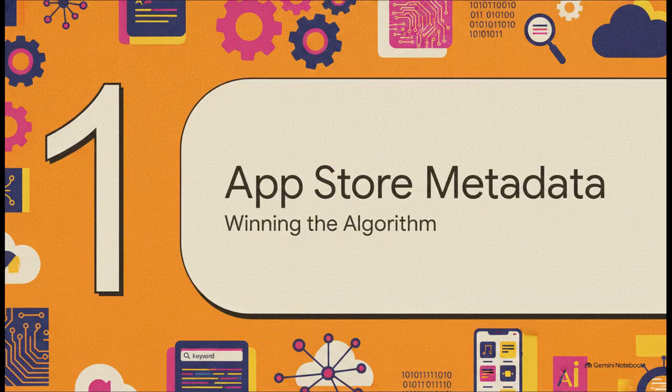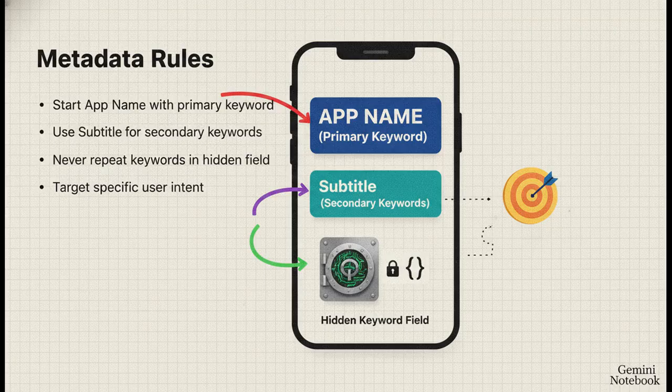All right, let's dive into that first pillar, mastering App Store metadata. Basically, winning the search algorithm. The entire foundation of your app's discovery relies 100% on the data you're feeding into your App Store Connect page. Now, these golden rules are incredibly strict, but they are absolutely crucial. The big one? You have got to front-load your app name with your primary keyword. Think about it. If you're building a hydration app, don't just call it Waterly. You want to name it something like Water Reminder, Waterly.